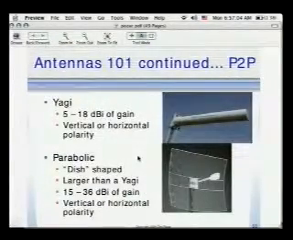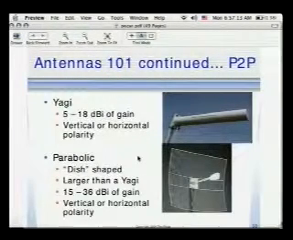Quickly, a couple of other antennas. A Yagi is usually a little bit more compact and usually more aesthetically pleasing. It will have about 15 to 18 dB of gain. You can make them vertically or horizontally polarized. There's a parabolic antenna, which is the typical sort of $70 antenna that you can get, with 24 dBi gain.